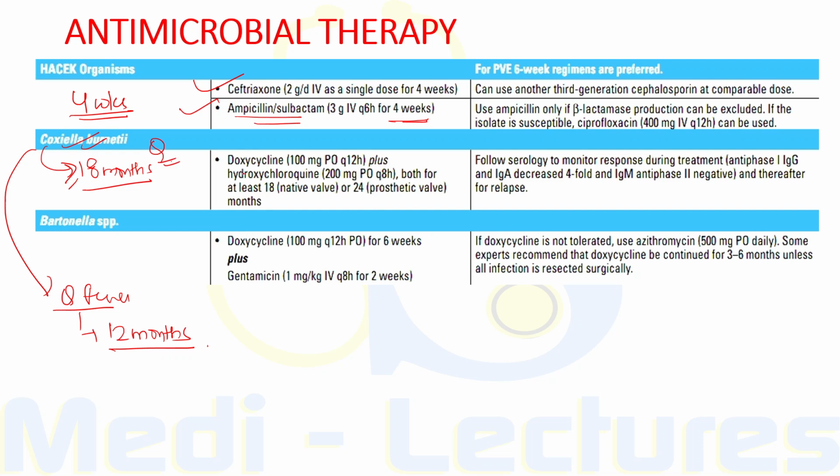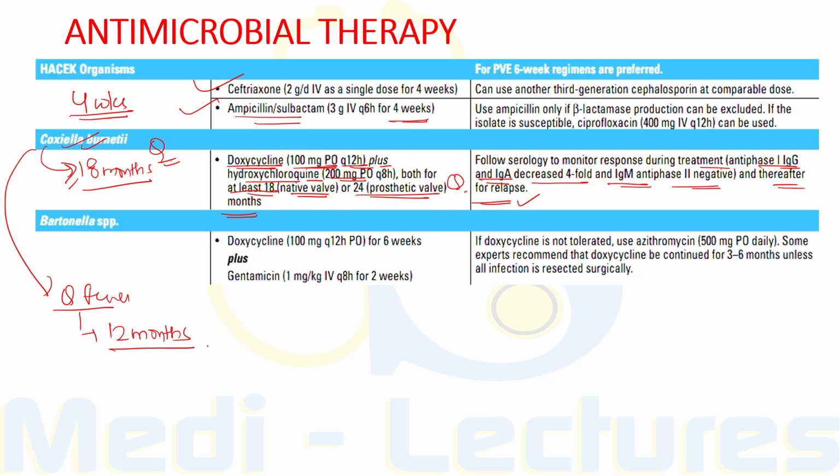The treatment is done by doxycycline, which is given 100 mg BD plus hydroxychloroquine, which is given 200 mg TDS, for both at least 18 months for native valve and 24 months for prosthetic valve. This is a very important question. Simultaneously, we follow serology to monitor response during the treatment, that is IgG antibody and IgA antibody, which are decreased 4-fold, and IgM antibody becomes negative, and also monitor this for relapse.